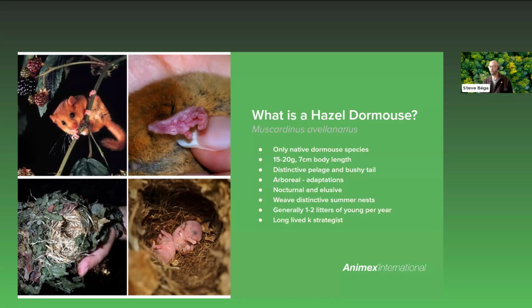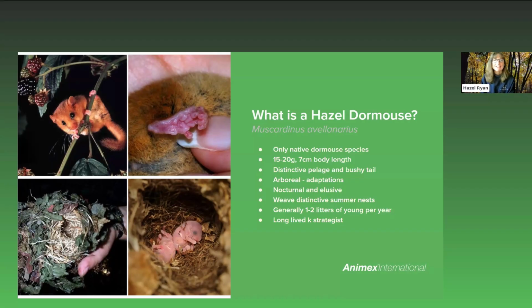Now, that's enough from me, and it is my pleasure to hand over to Hazel Ryan, who's kindly going to tell us more about dormouse ecology and the work she and her team do to give them a helping hand. Hazel. Thanks very much, Steve.